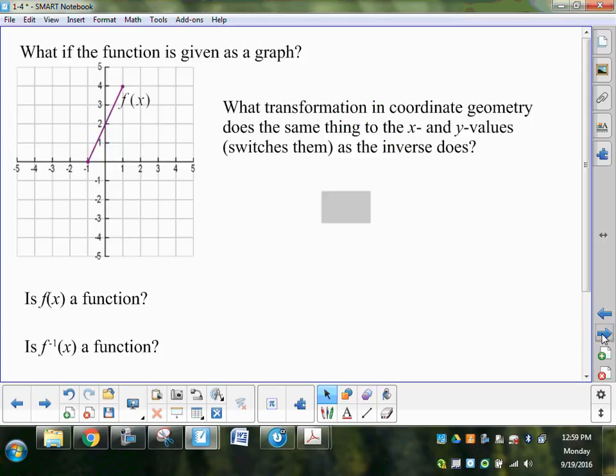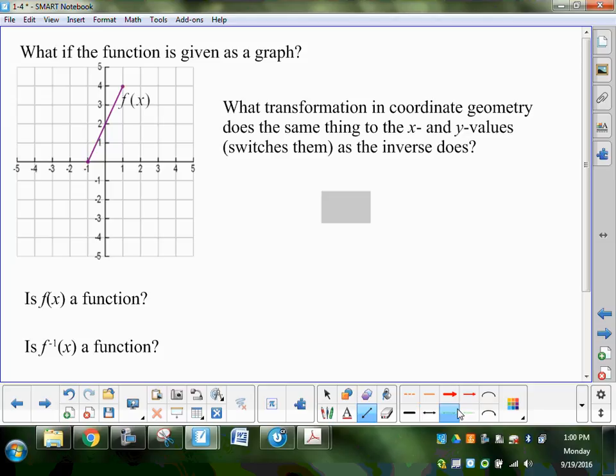Now, what if the function is given as a graph? Go back and check on your checklist. Hands up, please, if you can tell me how we would go about finding the inverse if you are given a graph. Eli, what do you say? There you go. So the first thing I'm going to do is sketch out the line y equals x, and I don't put it as a solid line. Please use a dashed one because it's technically not there. You're just using it to help inform your decision.